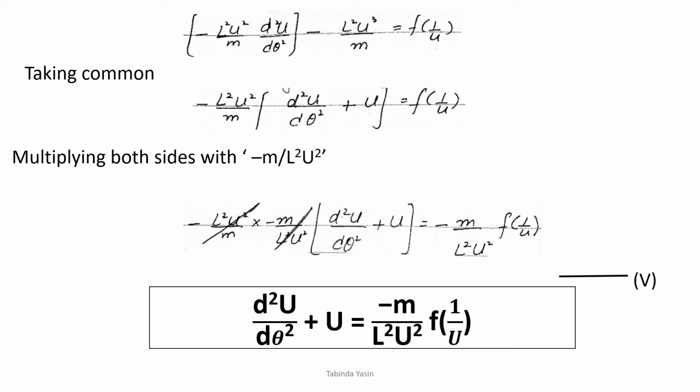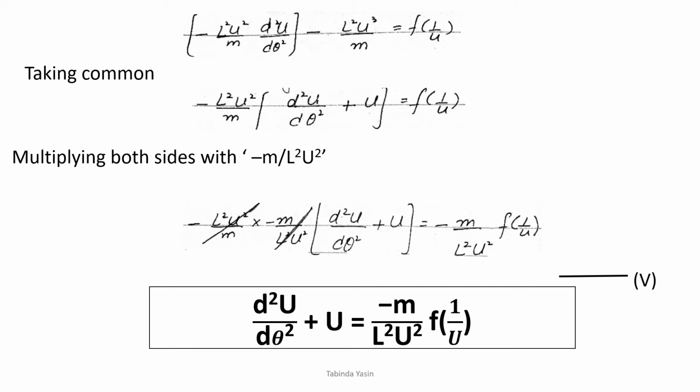Now taking the common minus L square u square over m, we get minus L square u square over m into d square u over d theta square plus u, as it was u cube, so that is left with u as u square is common on the outside, is equal to f of 1 over u. Multiplying and dividing both sides by minus m over L square u square to cancel the term on the left hand side to make the equation as required to be proved.